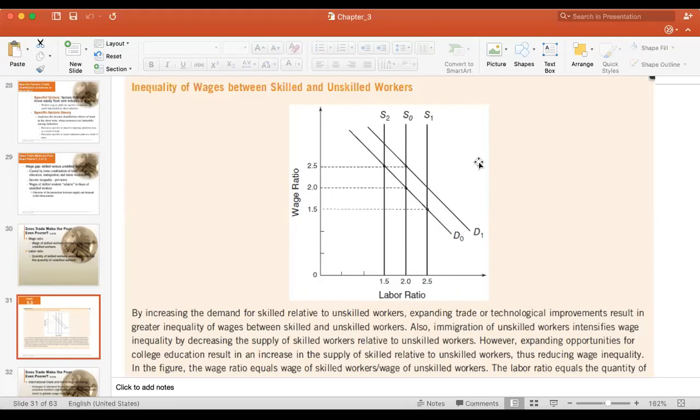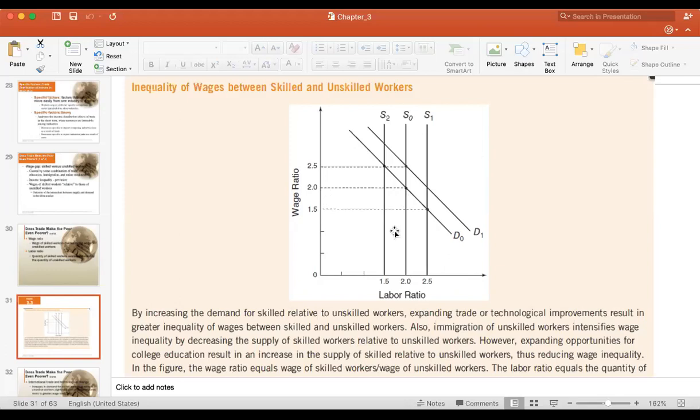Right now, all I'm interested in is what is happening to supply and demand. And I'm really not worried about what happens to the wage rate and what happens to the labor ratio. The demand and supply would tell me that. So right now, all I'm interested in is how those curves are going to shift. Now we have our initial demand and our initial supply. And this is the initial wage ratio, which simply means that skilled workers are getting paid twice as much.